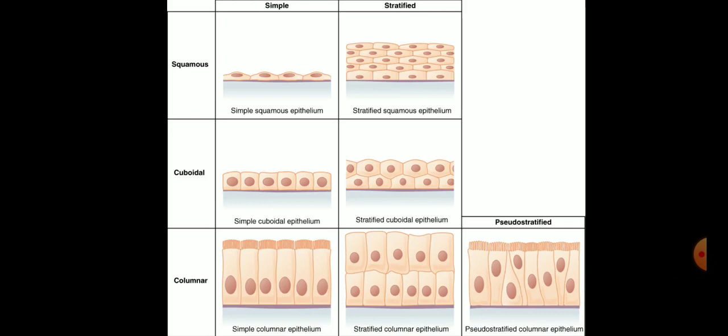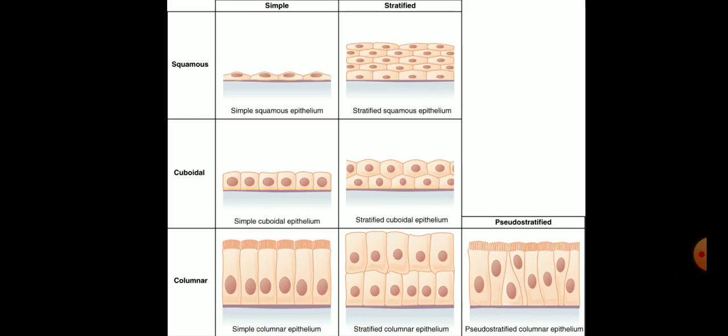Now I hope you are understanding the difference. Simple squamous, a single layer; stratified squamous, then there is a layer. Then again similarly in cuboidal, simple cuboidal, a single layer, and stratified cuboidal, there are more layers. Now columnar, simple columnar, actually this kind of simple columnar, this is the ciliated columnar.